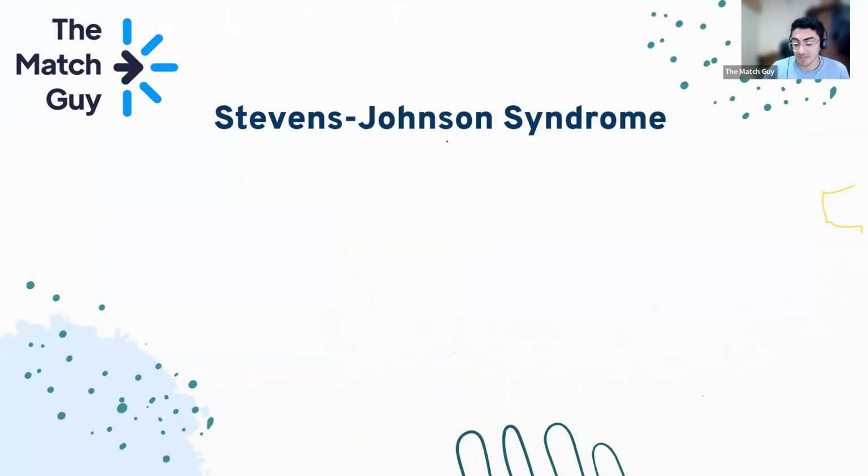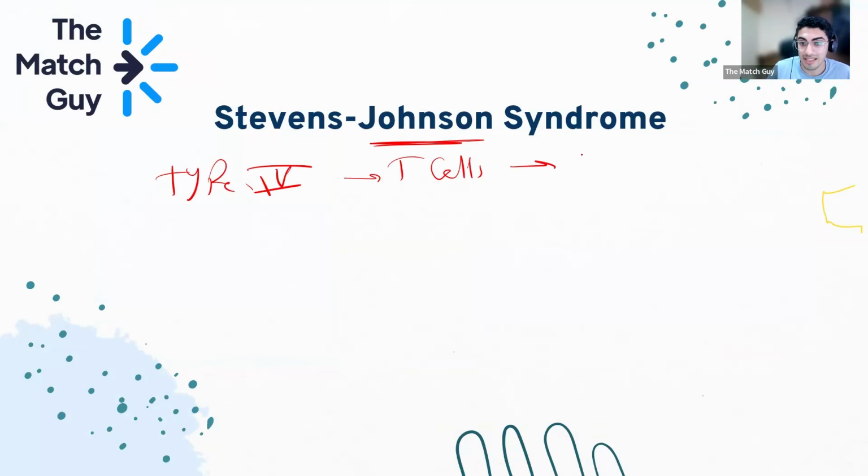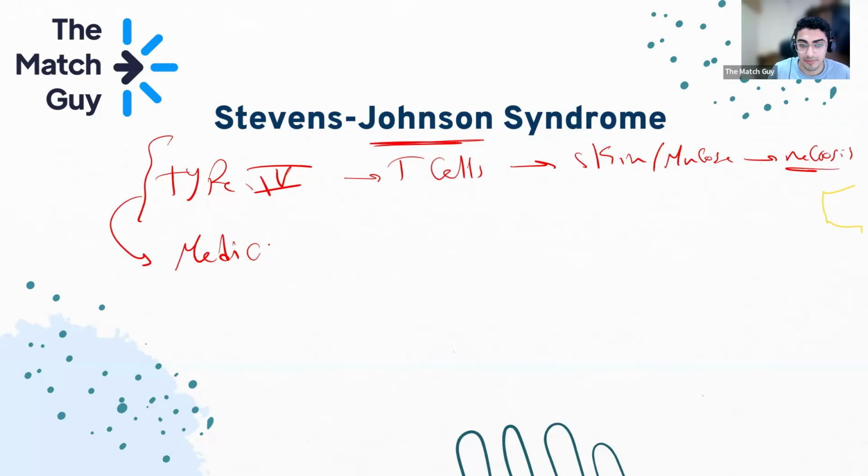Okay, so now let's talk about Stevens-Johnson syndrome. So this is also a syndrome that can cause blisters, and it's basically a type 4 hypersensitivity reaction. We have the T cells attacking the skin and mucosa causing necrosis. So you need to know that these reactions happen after a medication intake. Certain medications can cause Stevens-Johnson syndrome.